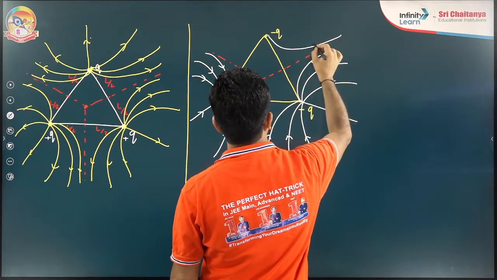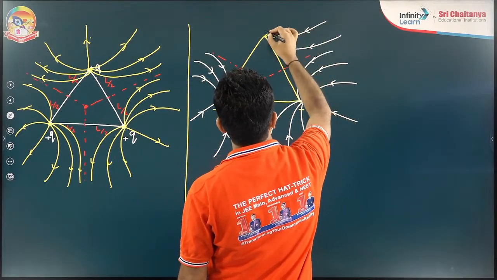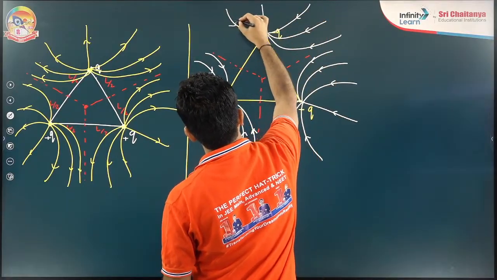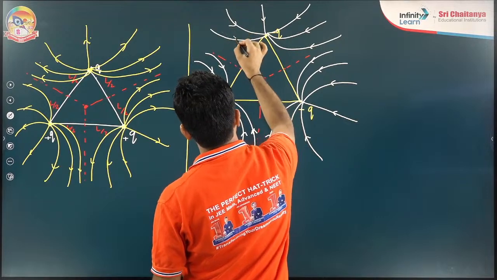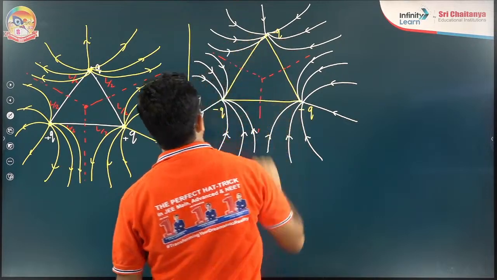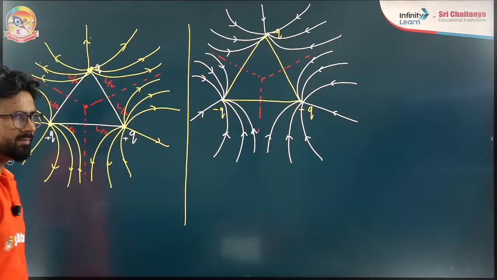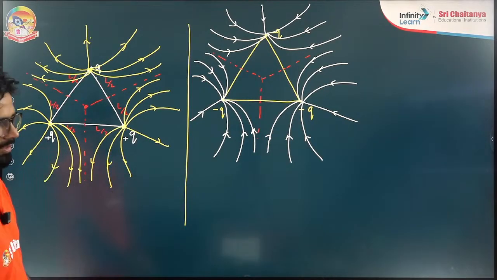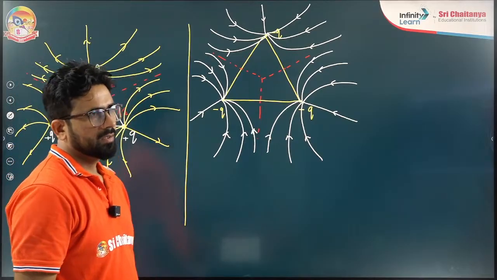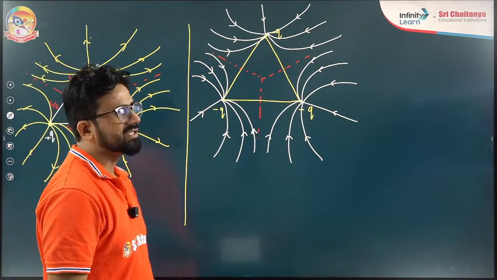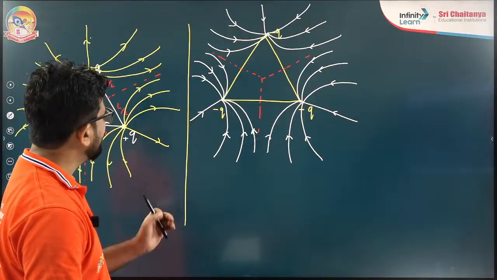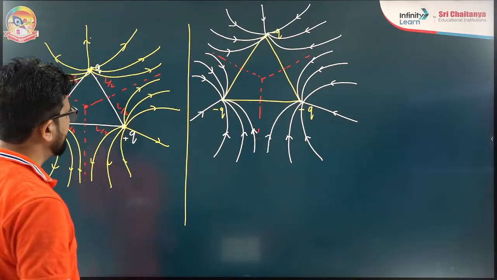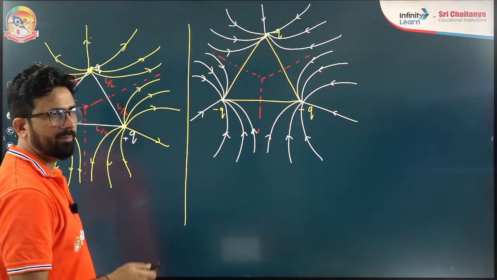Similarly, you can draw here also. These are the field lines. Clear? These are the field lines we can draw. Very, very simple. Whenever a question comes to draw the field lines, you have to be clear about it. Already this is a PYQ question. You have to understand carefully. Now I am taking you to the next topic, that is the important one.